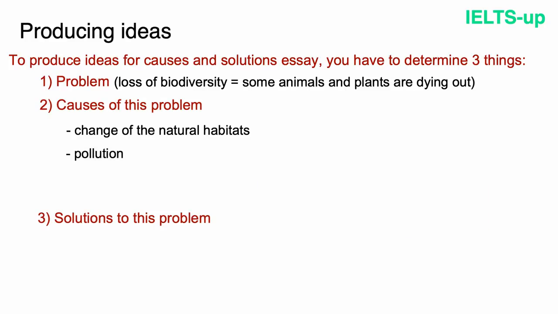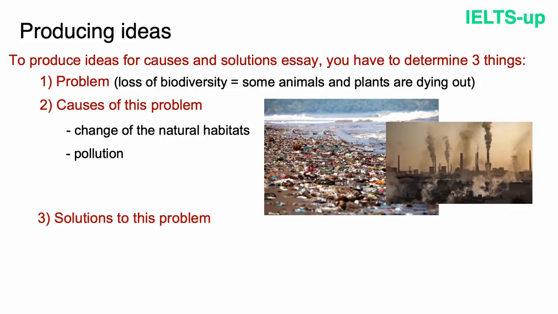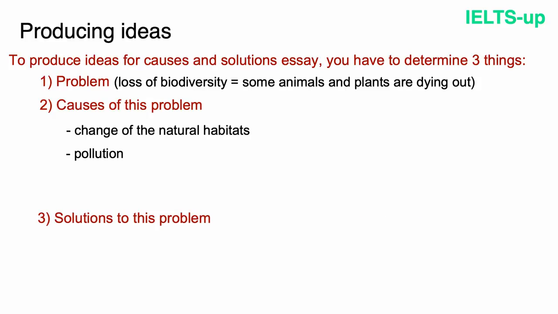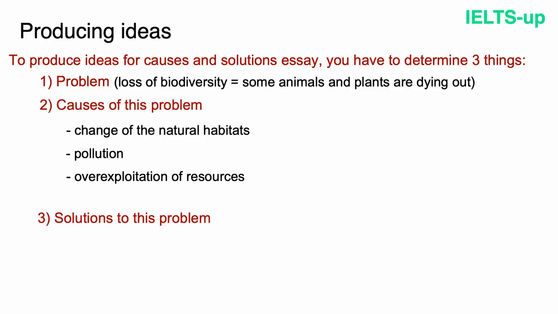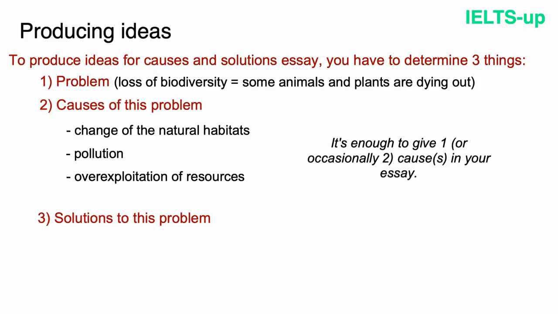Second is pollution. So pollution negatively changes the flow of energy, the chemical constitution of the environment, and the climate in general, so a lot of species cannot live under such conditions and simply die out. And third is overexploitation of resources. For example, too intense farming exhausts the soil, or too frequent fishing, which does not leave enough time for fish to reproduce, makes fish disappear. It's enough to give one, or occasionally two, causes in your essay. But we don't start writing yet.